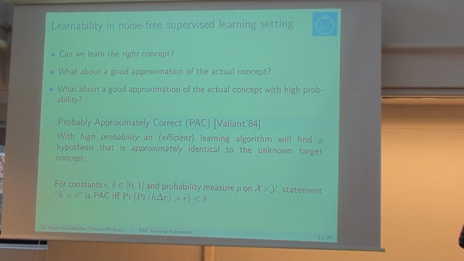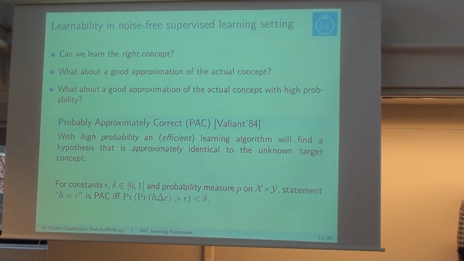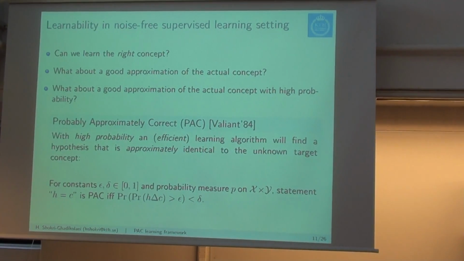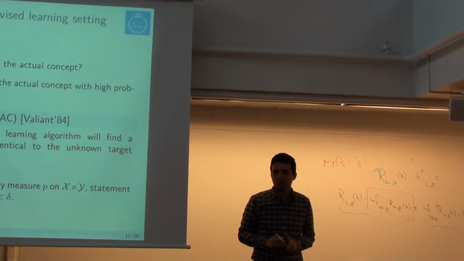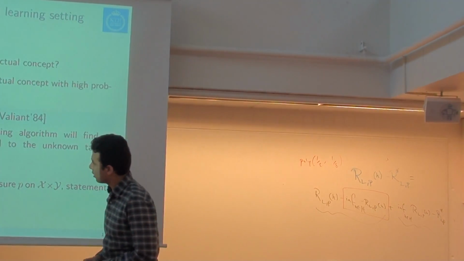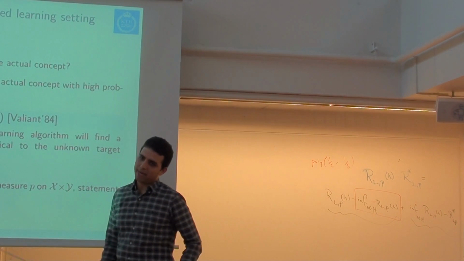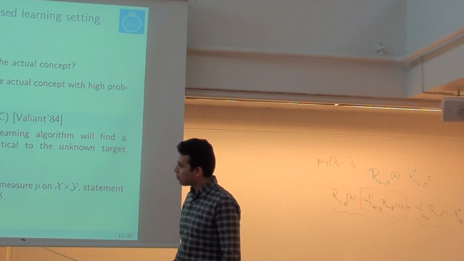The algorithm should be polynomial in 1/epsilon and 1/delta. If the algorithm is polynomial in 1/epsilon and 1/delta, then you can call it a PAC algorithm. And what is the sample complexity?